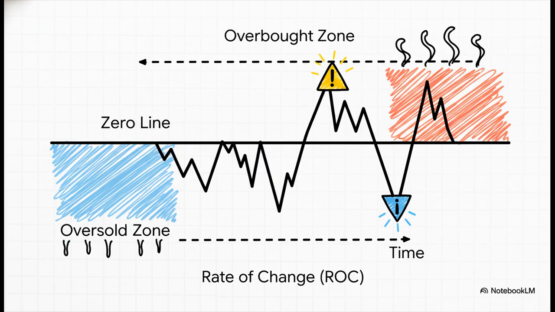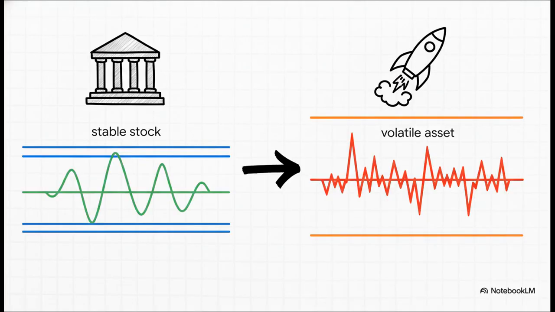It's kind of like a rubber band being stretched to its limit. At some point, it might be due for a snapback. We call these overbought and oversold zones. Now here's the catch, and it's a big one. Unlike other oscillators like the RSI with its classic 70 and 30 levels, the ROC has no standard overbought or oversold levels. They're different for every single asset.